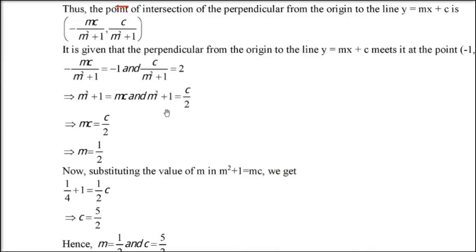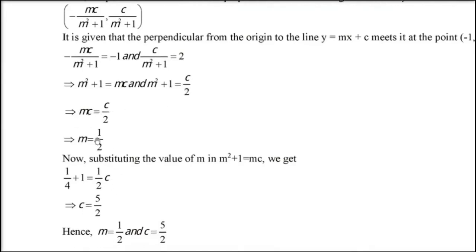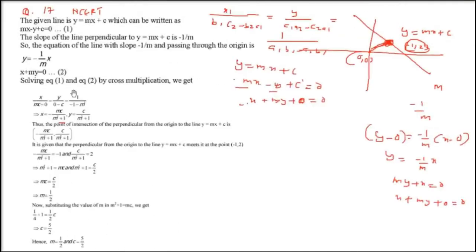Now we get equations to find m and c. I hope you will be able to do it. m will be half and c is 5 by 2, and this was to be computed.